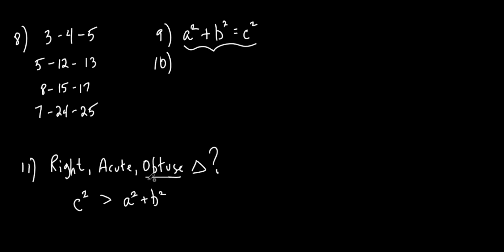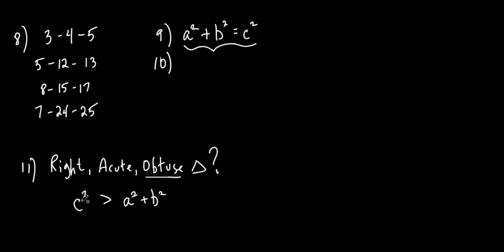Some of you guys are getting it mixed up. You're doing the a squared plus b squared, putting it on the left, and then you're saying, oh, a squared plus b squared is less than c squared, that must mean it's acute. That's not true. It would be the other way around. It's a lot easier doing it this way. Put the c squared first.